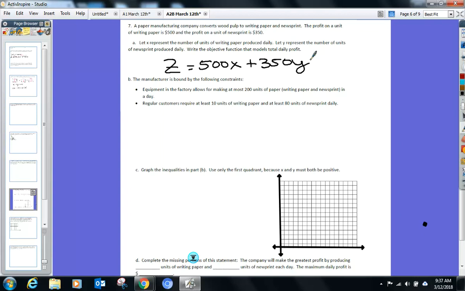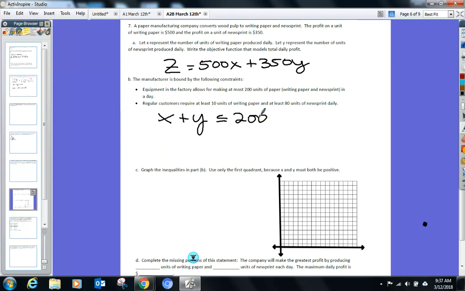Go ahead, Anna. X plus Y less than or equal to 200. Yep, at most, meaning 200 or less. You got to do at least 10 units of writing paper. At least 10 units of writing paper. So X is our writing paper.